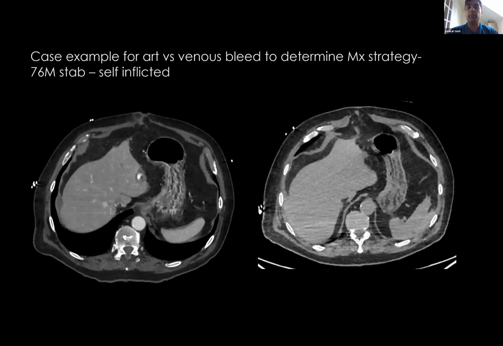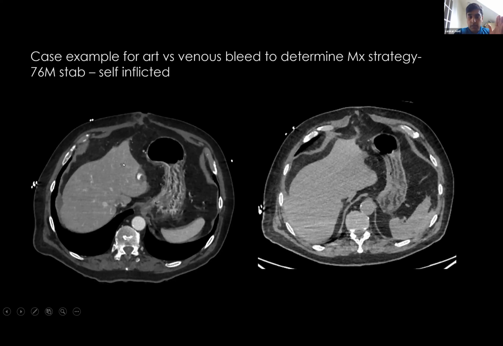So this is a case example. We had a 76-year-old male stab himself right down the middle there. Now, this was the Bastion protocol. This is a situation where the Bastion protocol did not help us in the sense that the patient was hemodynamically stable, right? Now, the next question is, why are you trying to embolize a patient who is hemodynamically stable, right?